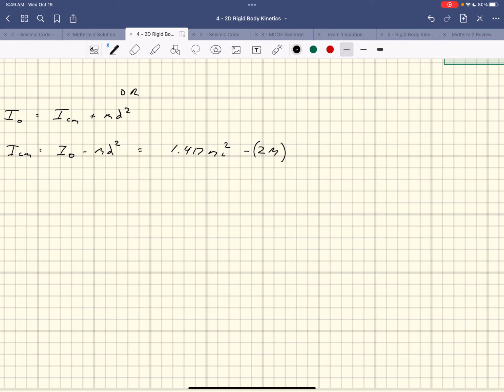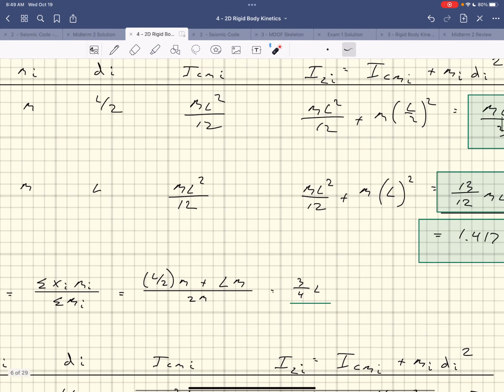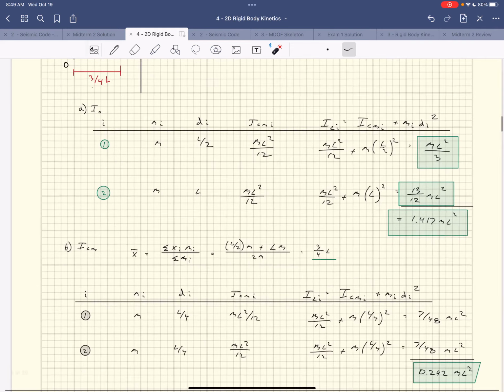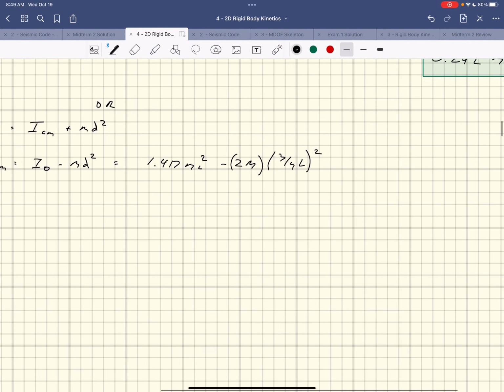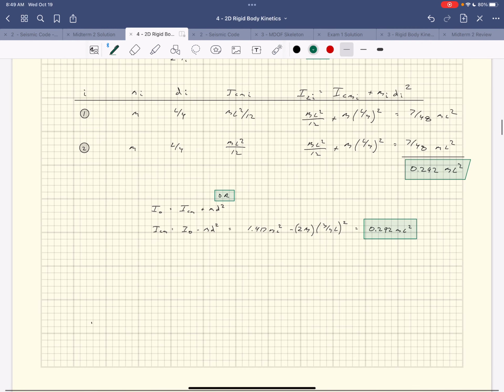I would probably stick to the plan of just using the method of composite bodies, but if for some reason you notice that, you could do it this way. Right? And so that 3/4 is the distance between right here and here. And if you do that, you get the same answer, 0.292 ML squared. That's just an or. I don't have to do both. I'm just showing the or. You can do it that way as well.